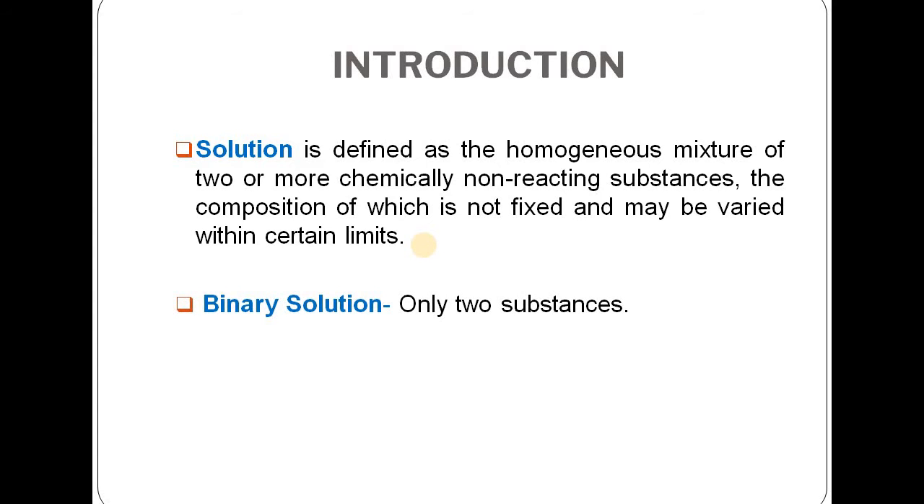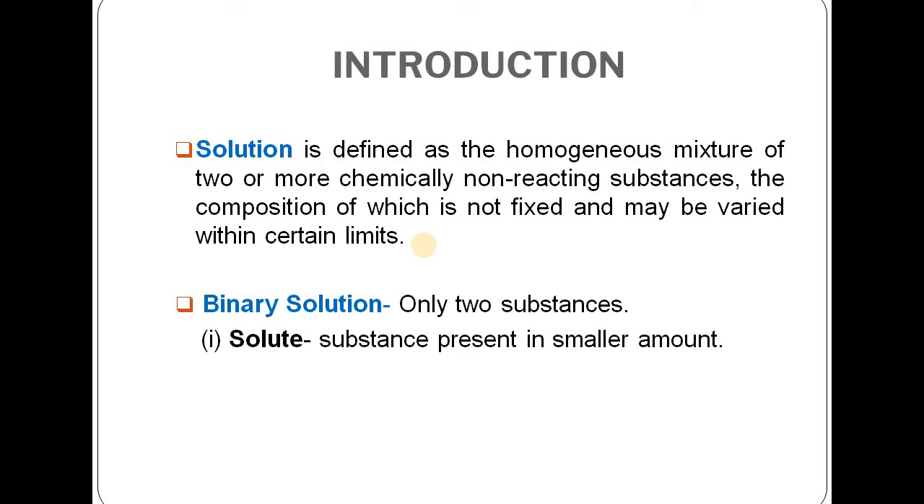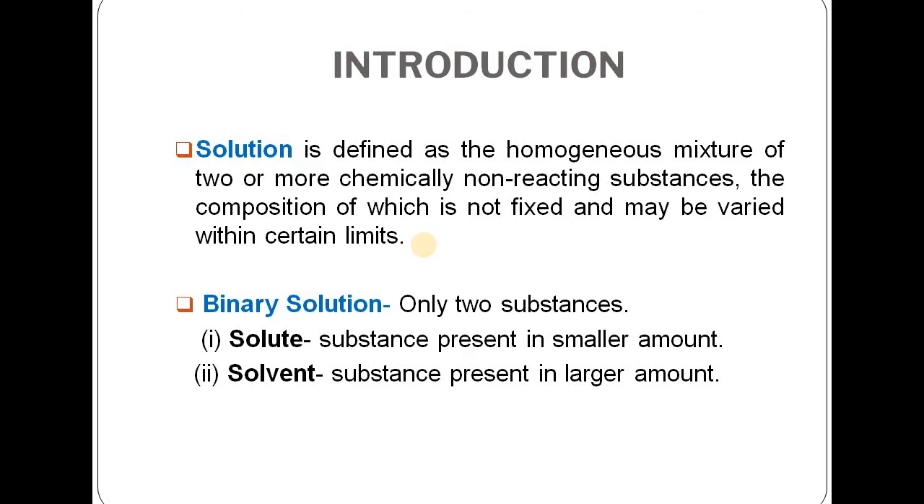Now, how can we define a binary solution? A binary solution means a solution which is composed of two substances. We have only one solute and one solvent. So what is the solute? It is the substance which is present in the smaller amount, and the solvent is the substance which is present in the larger amount.